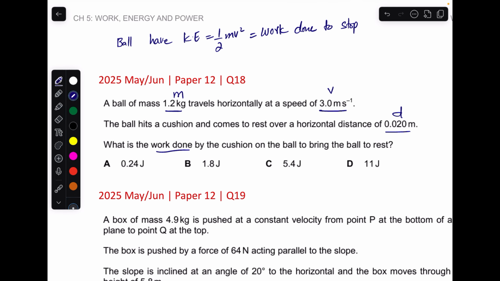They should be equal, right? So you can simply find its kinetic energy and that will give you the work. Mass is 1.2 and velocity is 3.0 squared. So it will give you 5.4 joules. It's a pretty simple question.